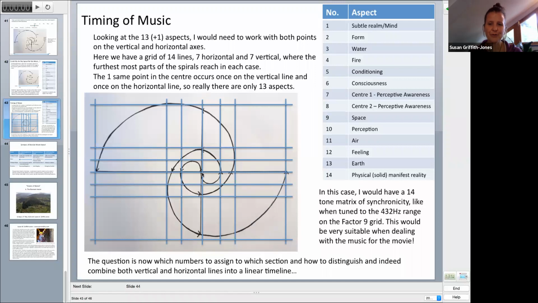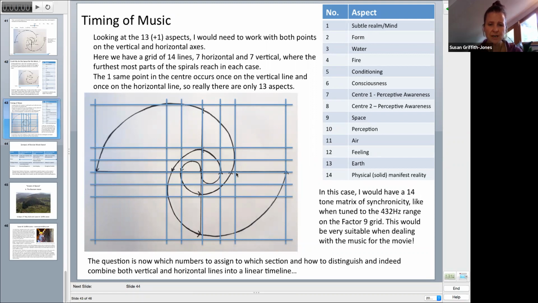Including both, rather than 13, we actually have 14 lines, and this relates to our 14-tone matrix of synchronicity, when tuned to the 432 Hertzian range on the factor 9 grid. So this would be perfect for the timing of the music. If I could symbolically represent music that touched the meaning of subtle realm, form, water, fire, conditioning, etc., all the way through, these being my symbols relating to the music, then I would theoretically be able to create a 432 Hertzian wave grid, a 432 wave frequency throughout the movie.